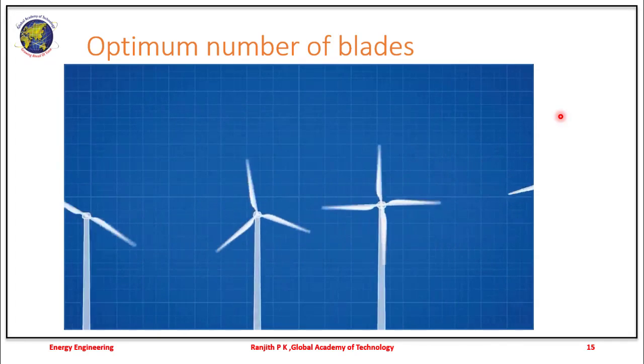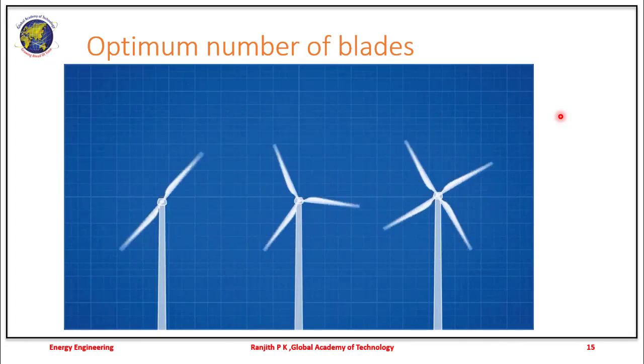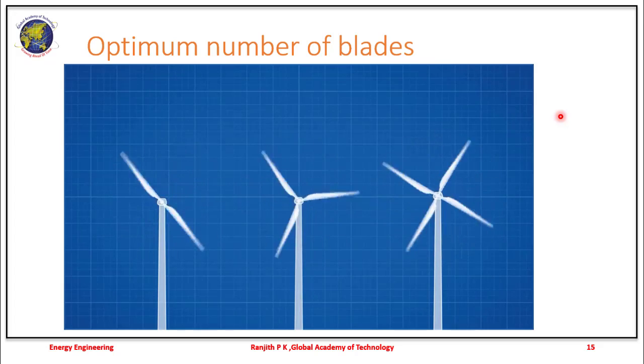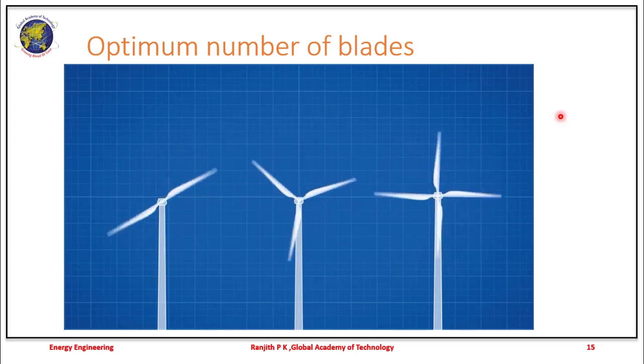Let's compare our standard 3-blade design to its immediate competitors, a 2-blade turbine and a 4-blade turbine. Let's assume they have the same blade design for now.